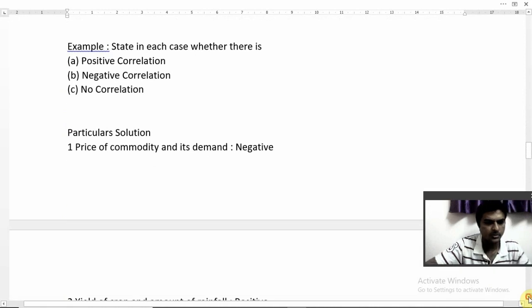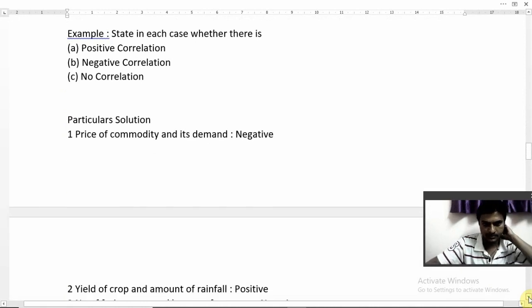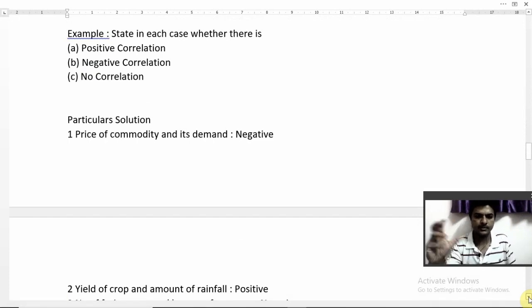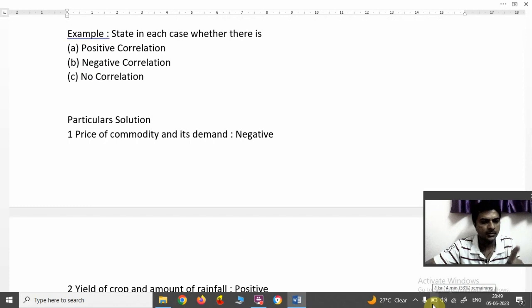Next, based on this we'll go to the examples. Yes, I've just collected a few examples so that your brainstorming will be done. You can see, state in each case whether there is positive correlation, negative correlation or no correlation. Yes, we see some examples. I have collected three things to identify: positive, negative, no correlation. Let us start. Okay, you can see the first one: price of a commodity and its demand. Yes, it is negative correlation.